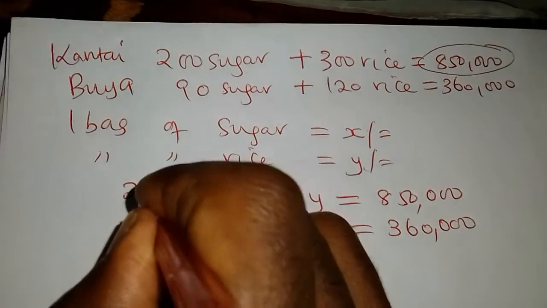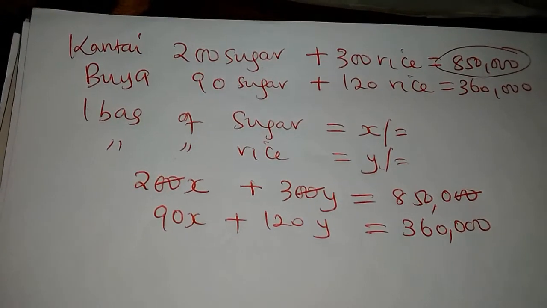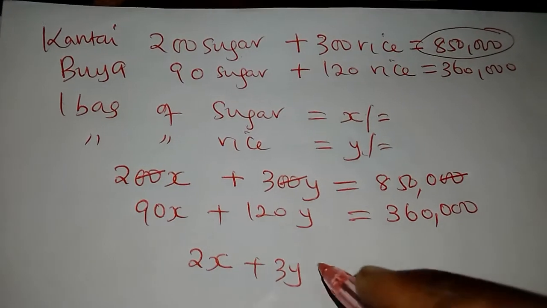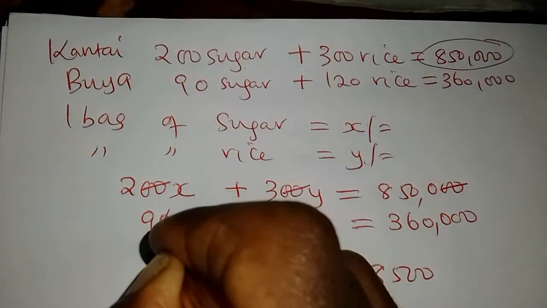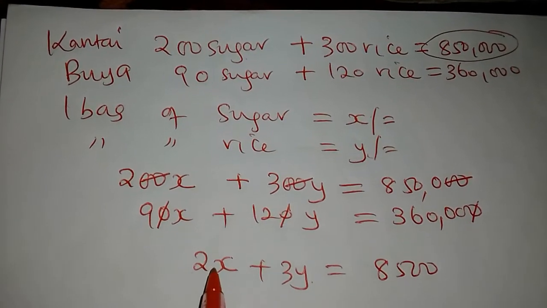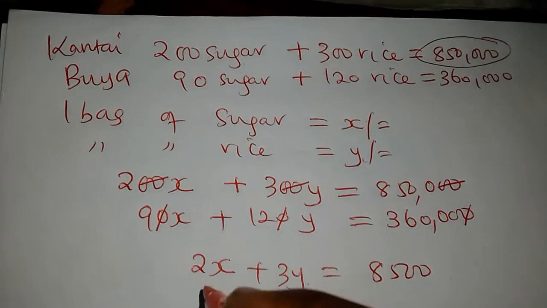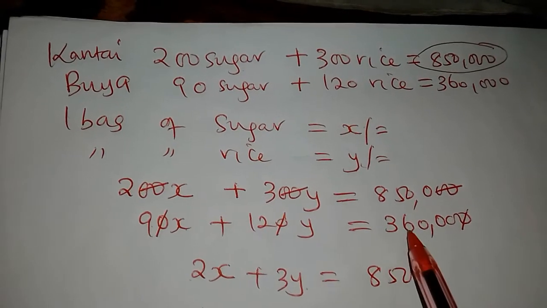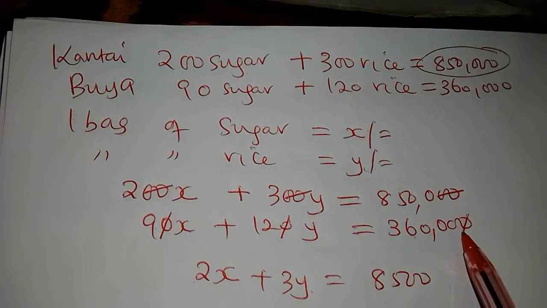So we're going to say 2 zeros and 2 zeros and 2 zeros. That is acceptable in mathematics. So that ends up giving us 2x plus 3y is equal to 8,500. Then we shall come here and say 1 0, 1 0, 1 0. Of course I've stopped here because there's no common divisor between 2, 3 and 8,500. Then coming back here, we shall have 9x, then 12y is equal to 36,000 because 1 0 has disappeared.